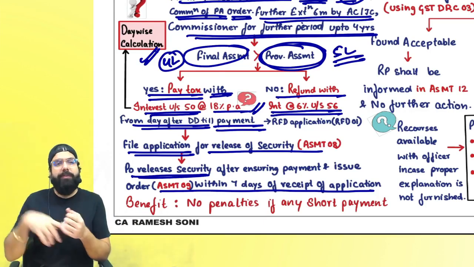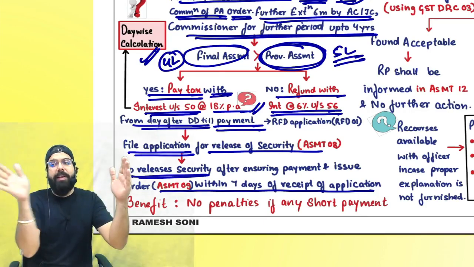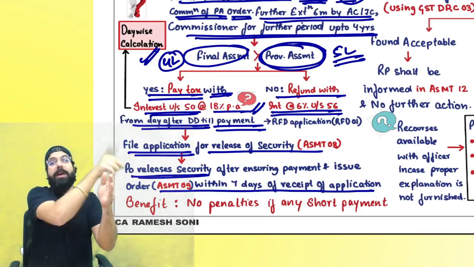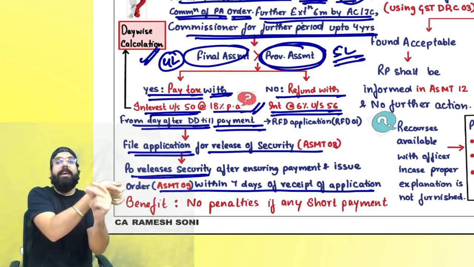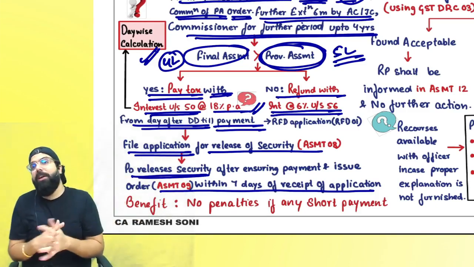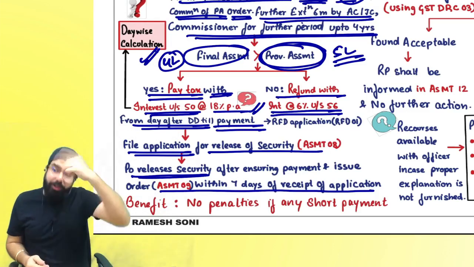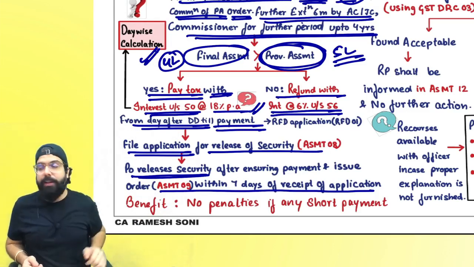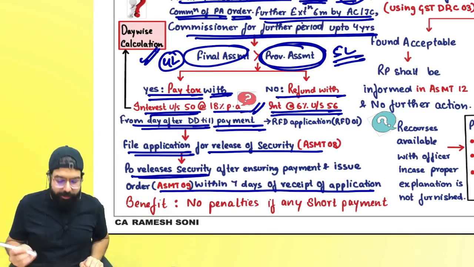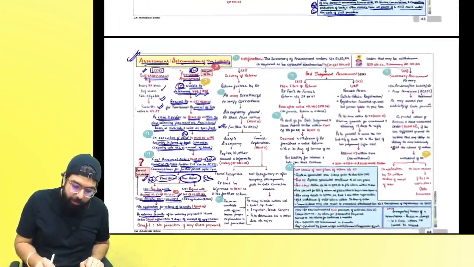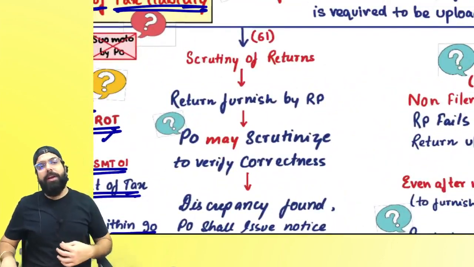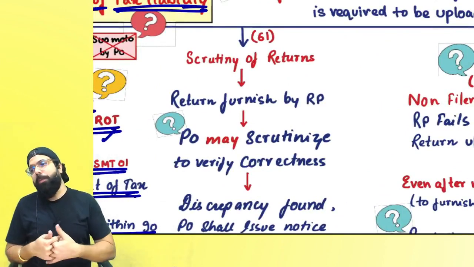Basically, you'll have to file a refund application within 60 days. If they give you a refund, very good. Otherwise, after 60 days, they will start giving you interest at the rate of 6%. That is, after the 60 days period, they will give you interest at the rate of 6%. Right, everyone? The one benefit of provisional assessment is penalties are not required to be paid.